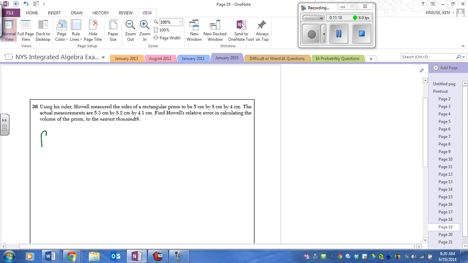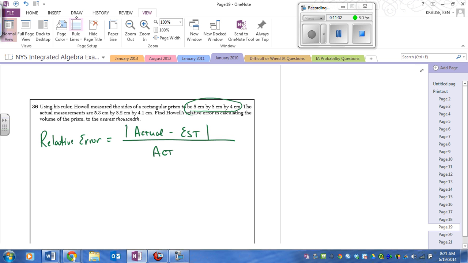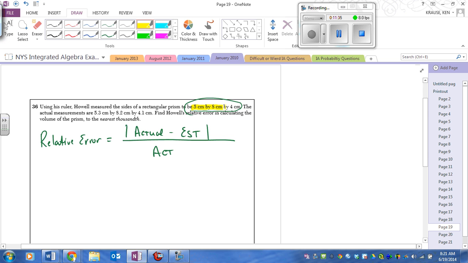Alright, so just a reminder, relative error is equal to actual minus estimated over actual. Highlight it because it's so clear. Now this is the actual. This is what she measures, otherwise known as the estimate.